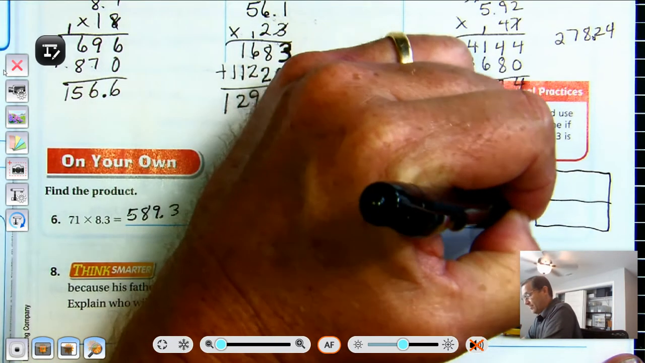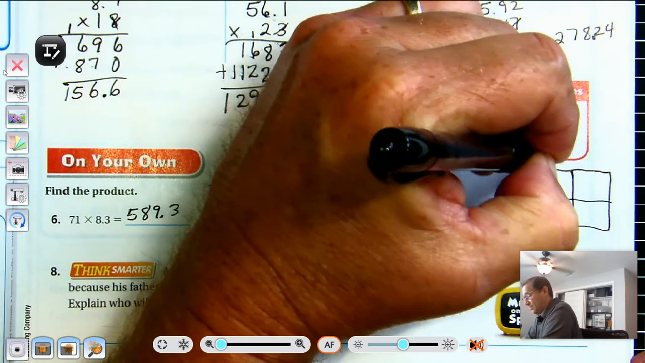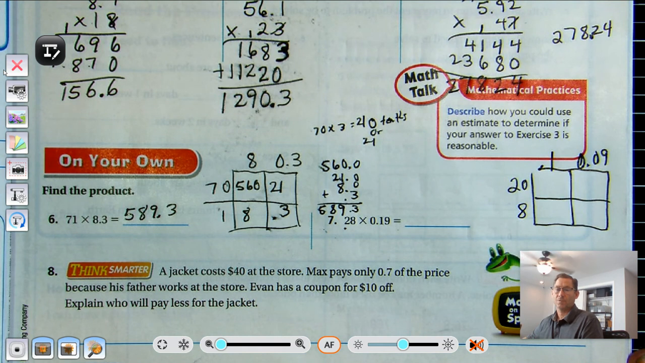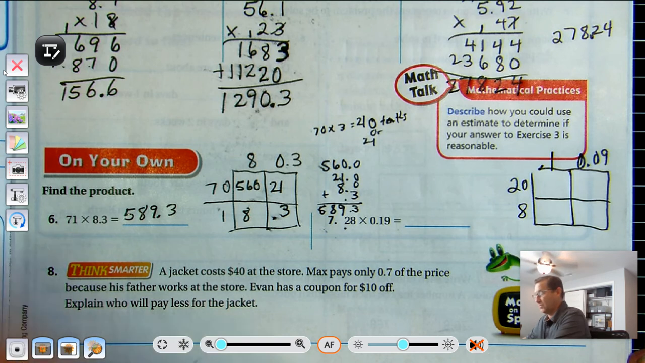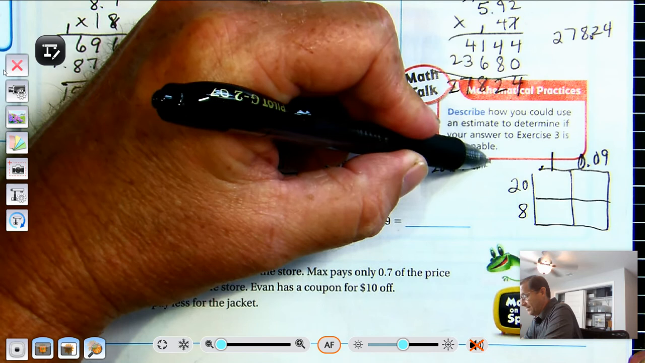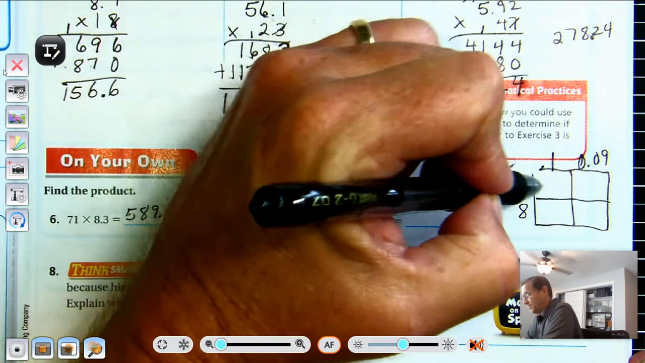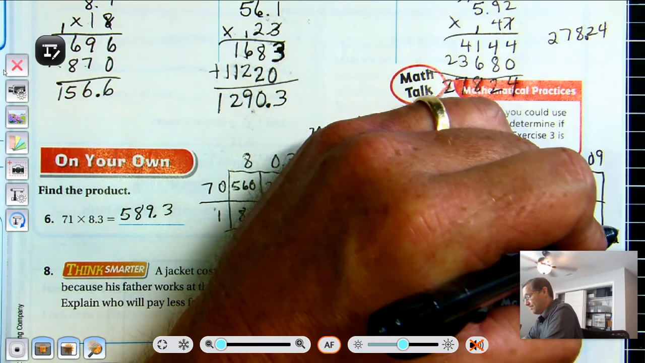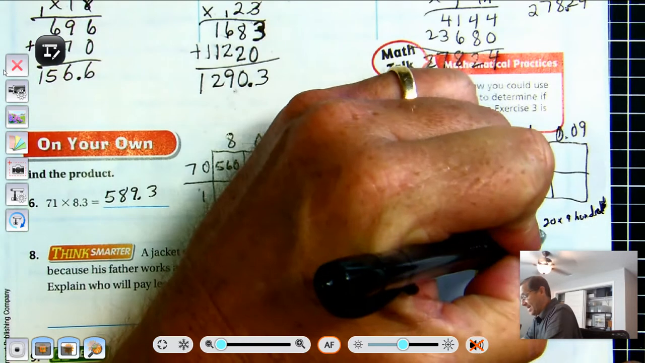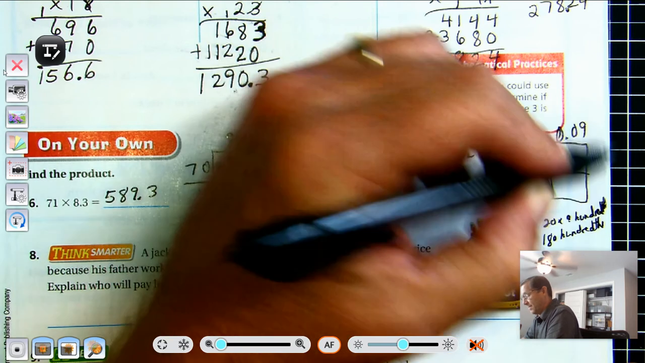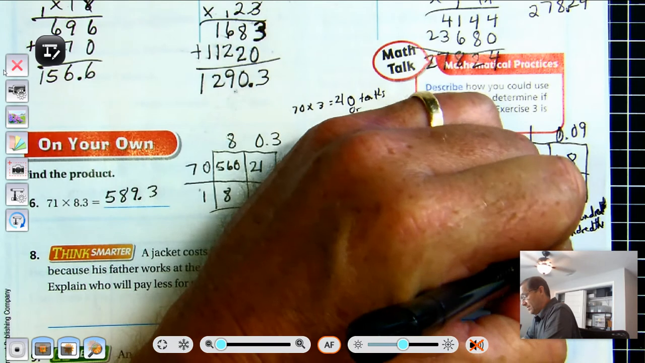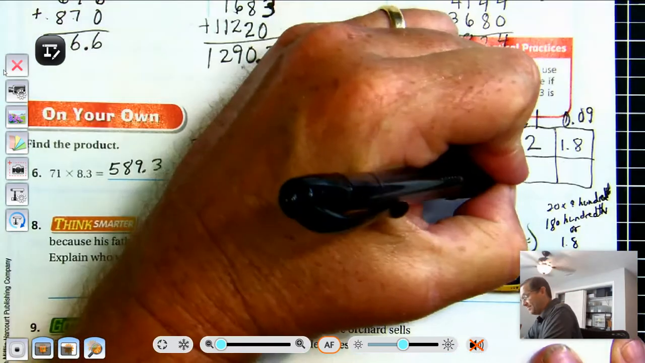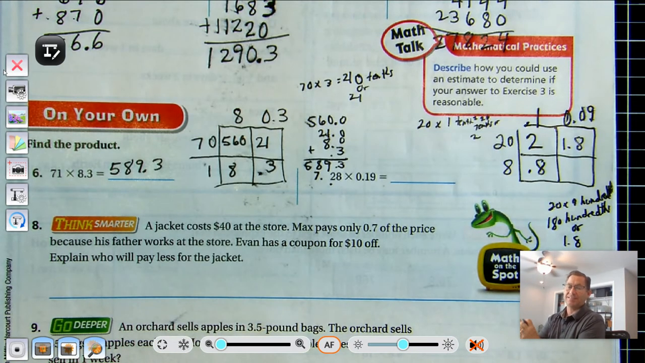28, you write as 20 plus 8. And 19 hundredths, we can write as 1/10 and 9 hundredths. So what's 20 times 1/10? 20 times 1/10 equals 20 tenths, or 2. 20 times 9 hundredths is 180 hundredths. 180 hundredths is 1.8. 8 times 1/10 is 8 tenths. And 8 times 9 hundredths is 72 hundredths.